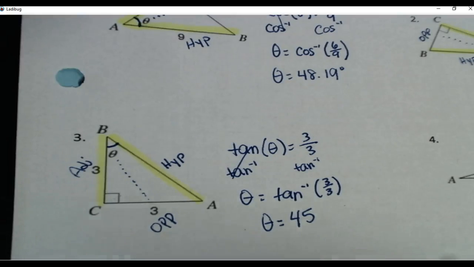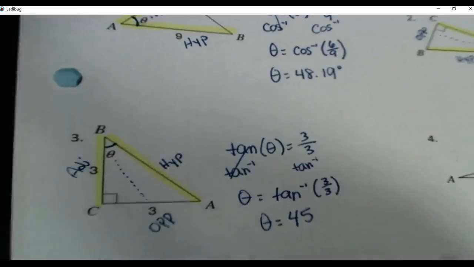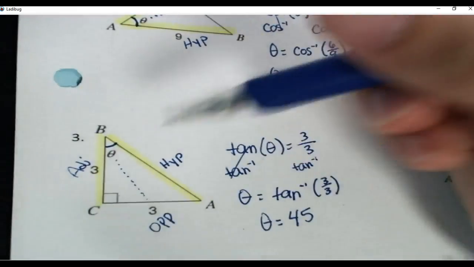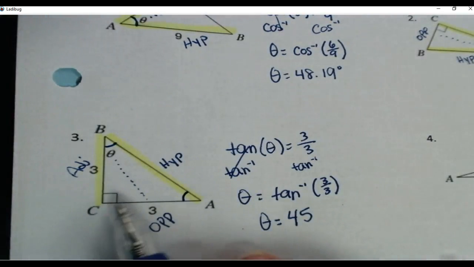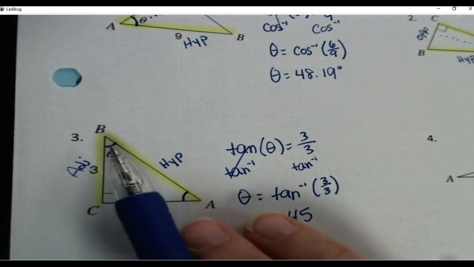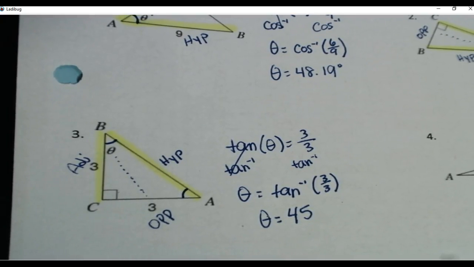If I have 3 and 3, what kind of triangle is this? It's isosceles. Good. So if these sides are the same, these angles are the same. If this is 90, that means I have 90 left over, so they both have to be 45. If you didn't catch that, that's okay.